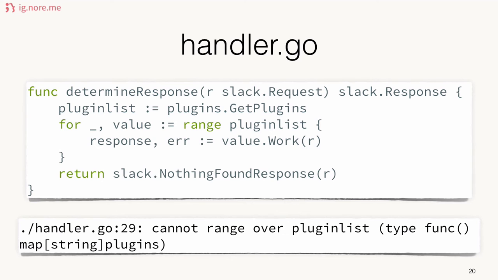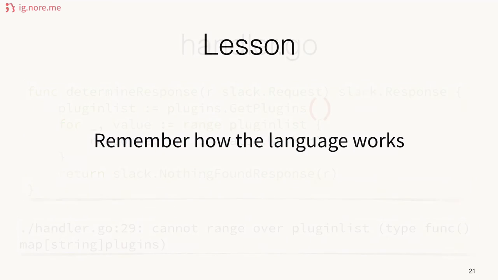Now, it turns out this is actually a very simple error. It just took me a while to figure it out again, and it's that I was storing the function instead of the result of the function. This is a cool feature of Go, and I'm actually using it in other places, as I'll show you later. But at this point, it was not quite what I wanted. Which in turn leads to the next lesson. Just remember how the language actually works.